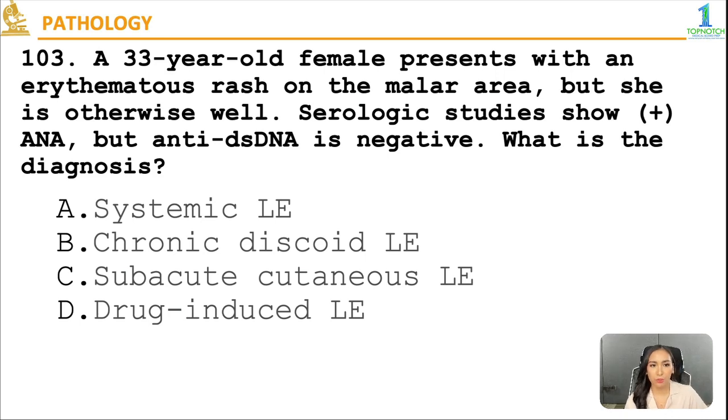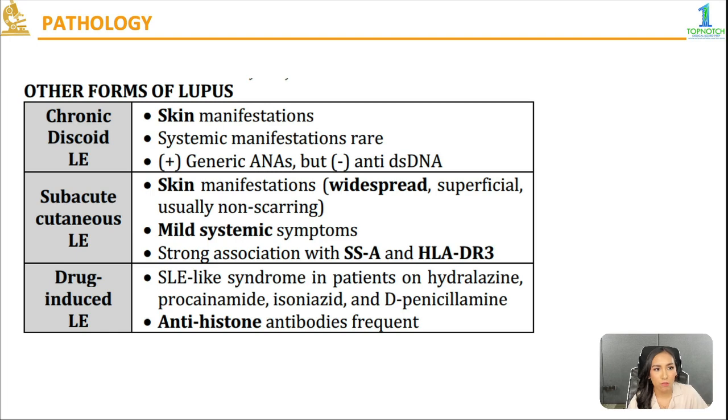A 33-year-old female presents with an erythematous rash on the malar area, but she is otherwise well. Serologic studies show positive ANA, but anti-dsDNA is negative. What is the diagnosis? And the correct answer is chronic discoid lupus erythematosus. Why? Because ang symptom lang niya is cutaneous. Cutaneous lang, therefore, cutaneous, chronic discoid LE.